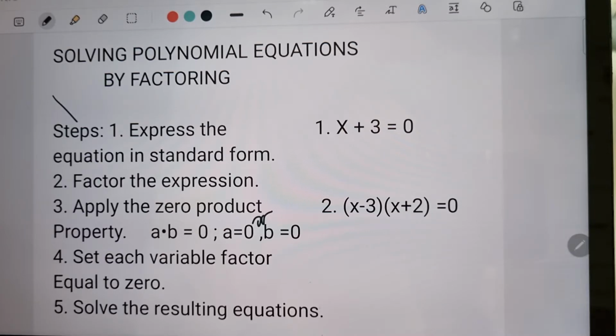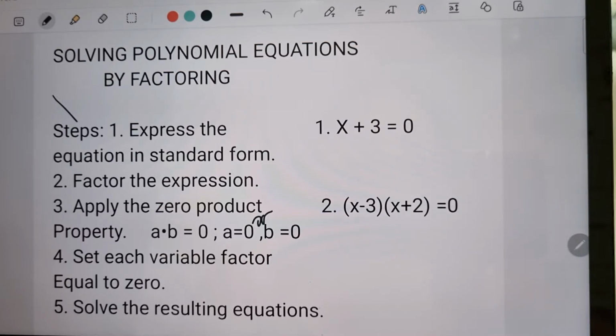Okay, after that, set each variable factor equal to 0. Kasi mayroong factor na hindi siya or wala siyang variable. So, ang isi-set nyo lang na equal to 0 ay yung variable factor. And then, solve the resulting equation. Ibig sabihin, solve for the value of x. Okay, so apply natin yung mga steps na to.